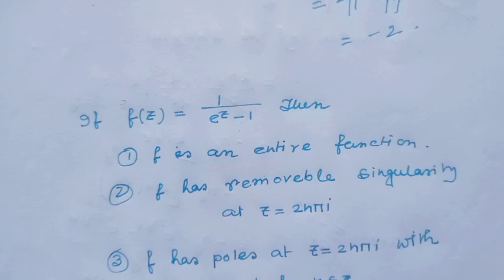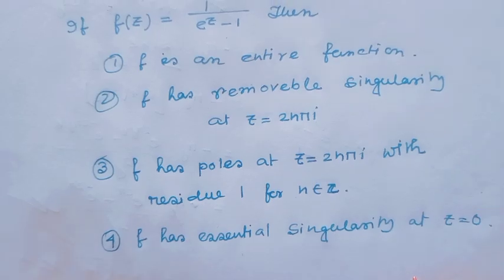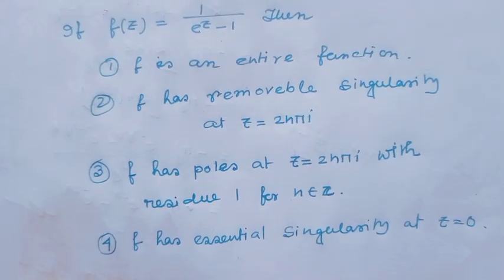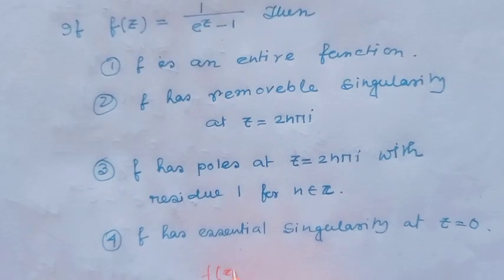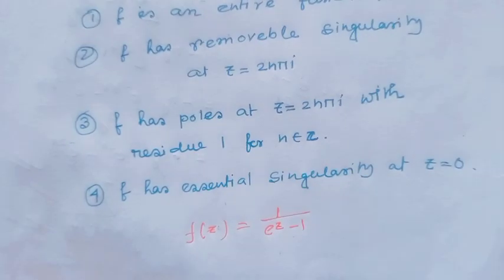Next question. If f(z) equals 1 over e to the power z minus 1, then option 1: f is an entire function. Option 2: f has a removable singularity at z equal to 2nπi. Option 3: f has a pole at z equal to 2nπi with residue 1. And option 4: f has an essential singularity at z equal to 0. Here f(z) equals 1 over e to the power z minus 1.